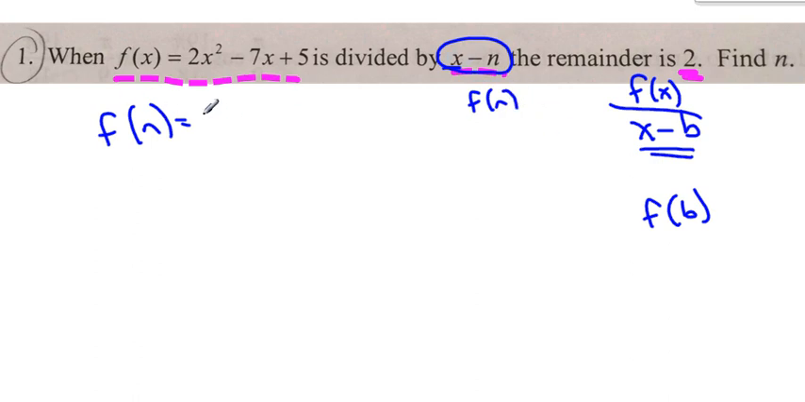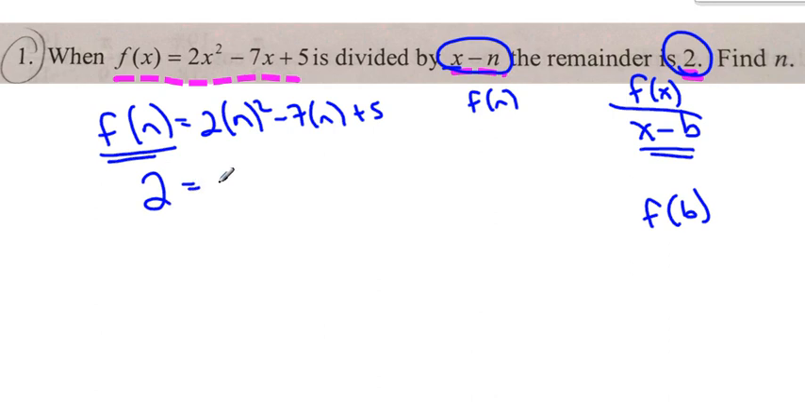So f at n would be 2n squared minus 7n plus 5. So if I sub n into this polynomial, I will get the remainder of 2. So the remainder of 2 means that I can sub that in. And now what I'm left with is just algebraically a quadratic, and I need to solve for n. So let's go ahead and do that.